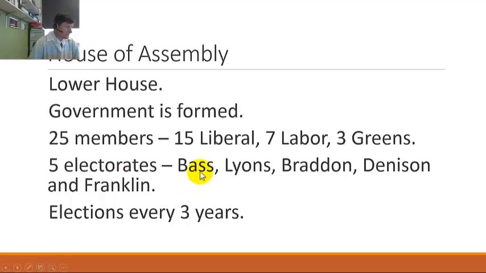And here you have got the names of electorates. We currently are in Bass and Lyons. Some of us may be in Braddon. The people down south near Hobart are in Denison and in Franklin. Elections occur every 3 years.